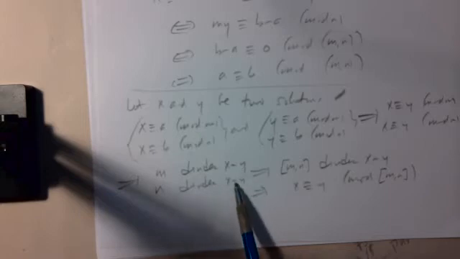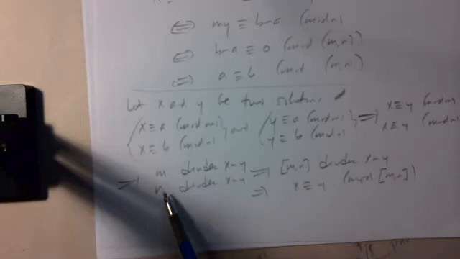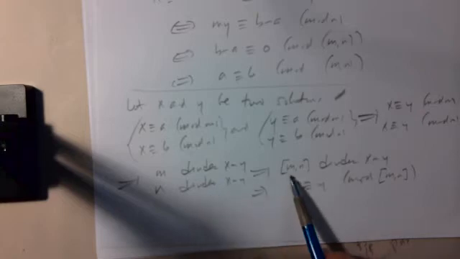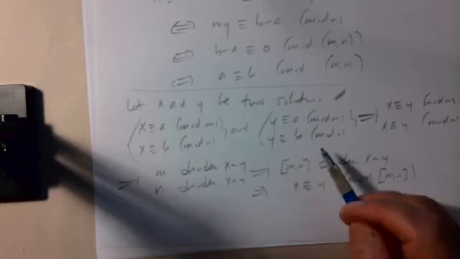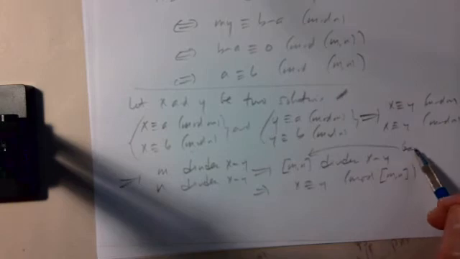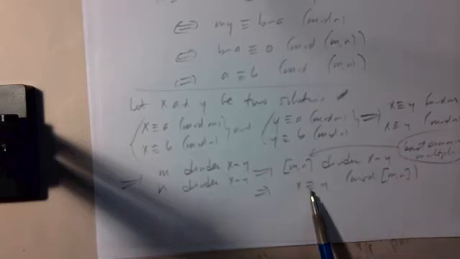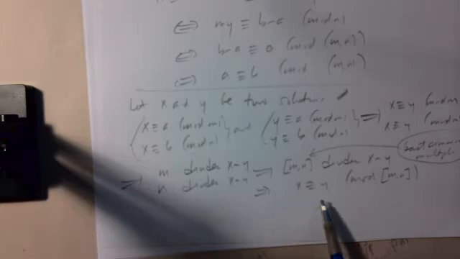So x minus y is a common multiple of m and n. And every common multiple of two numbers is divisible by the least common multiple of those numbers. So lcm[m, n], the least common multiple, divides x minus y. So if x and y are two solutions, then x is congruent to y mod lcm[m, n].